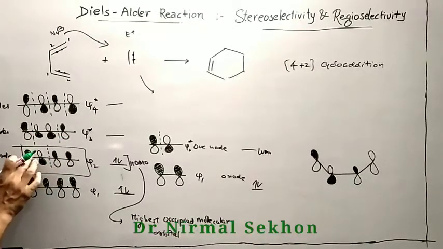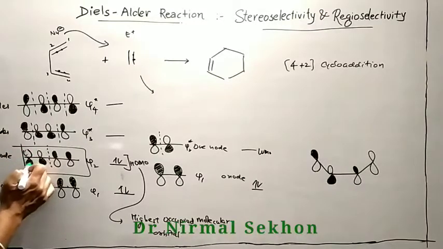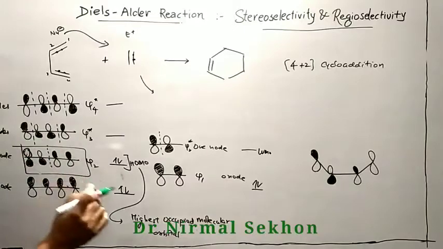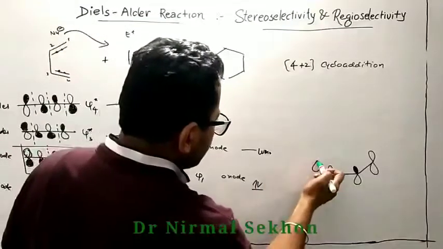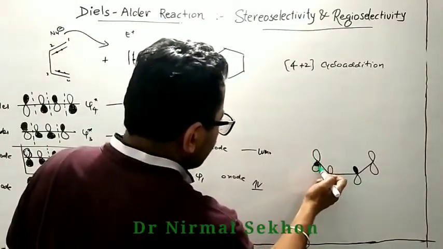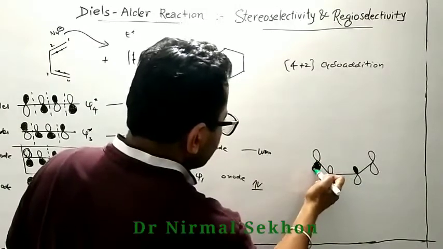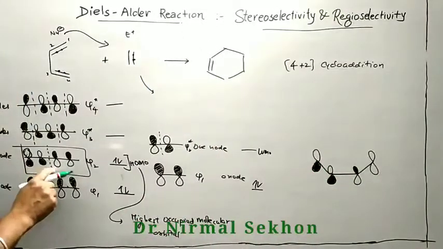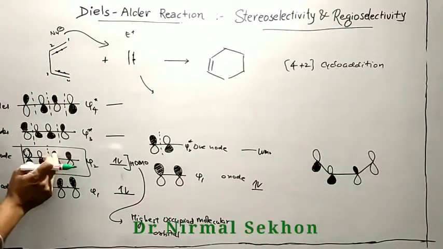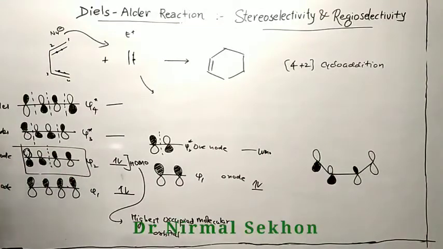Here must have this orbital. Okay, this must be dark. Okay, there is only one node. So this is like this, and this is here. So there is one node only. There is one node. These two are positive. These two are positive. So there is one node.